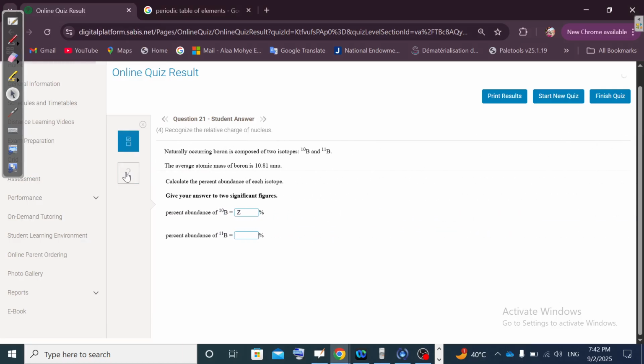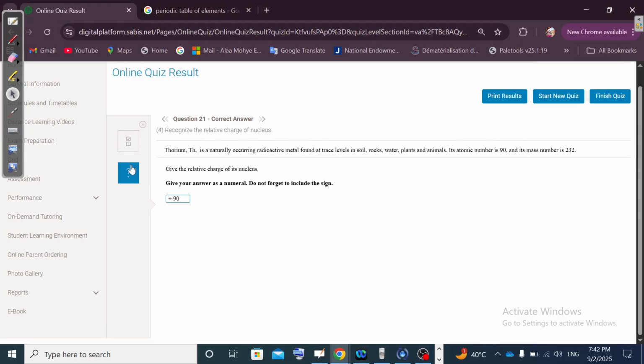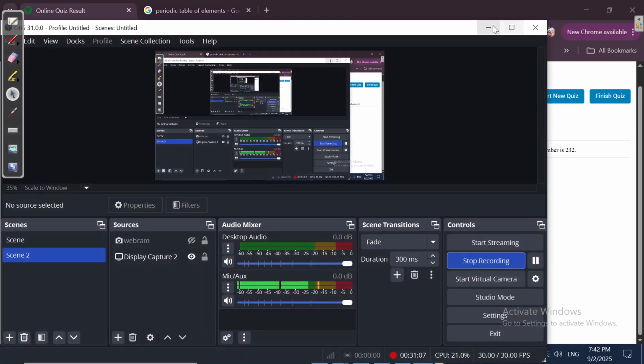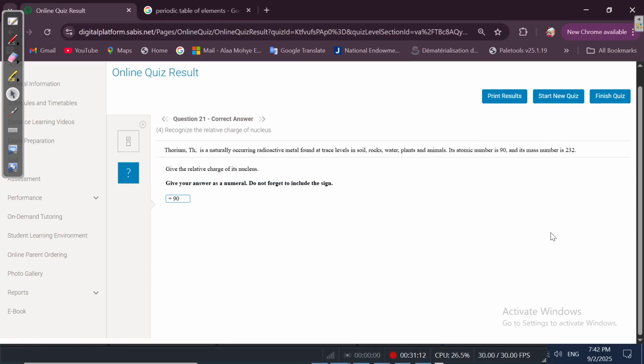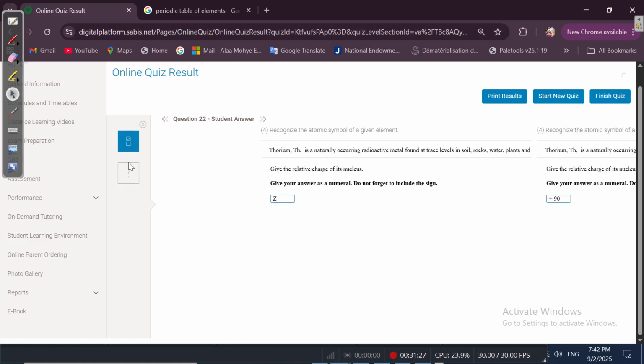These are basic questions, you have done them many years before. You guys should know them quickly. Relative charge of the nucleus. You should know that in the nucleus there only exist protons and neutrons. So if protons and neutrons are the only ones existent, that means it's only positive. Meaning, if the atomic number is 90, then the charge of the nucleus is plus 90. Easy.